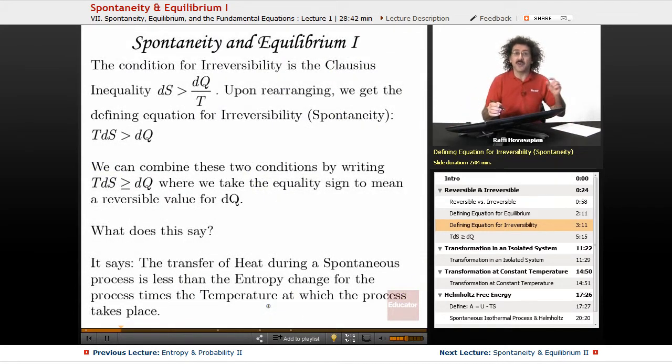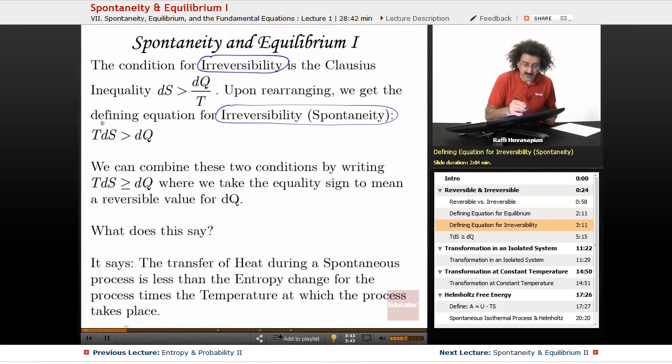Okay, now the condition for irreversibility, for a real transformation, is actually the Clausius inequality. dS is not equal to dq reversible over T. dS is going to be greater than dq over T. Notice we've gotten rid of the reversible part, and now we have this greater than operator. So, upon rearranging, we get the defining equation for irreversibility and spontaneity. This is what's important right here. Once I've multiplied by T, I get that. This is the defining equation for a spontaneous process. This is the equation that we're going to play with and manipulate. It starts right here.